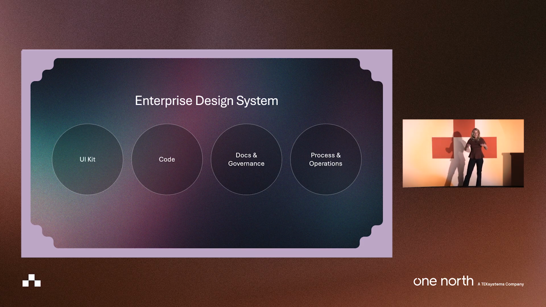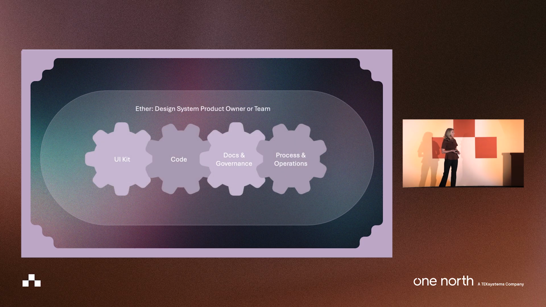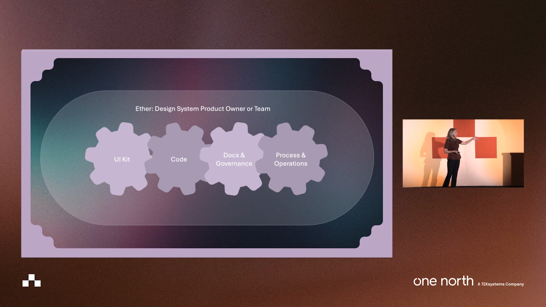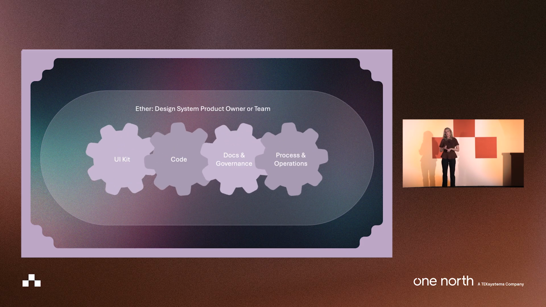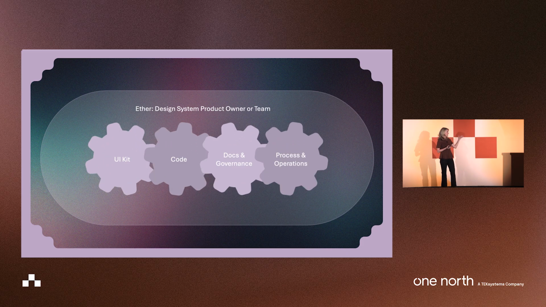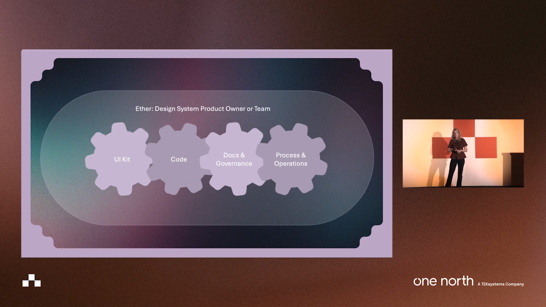And so what you end up having are design flows instead of a design system. The answer here is intentionality. It's wrapping ether around all those different silos, getting them to work together. Now, this can be a person. It can be like a product owner. It can be a team.